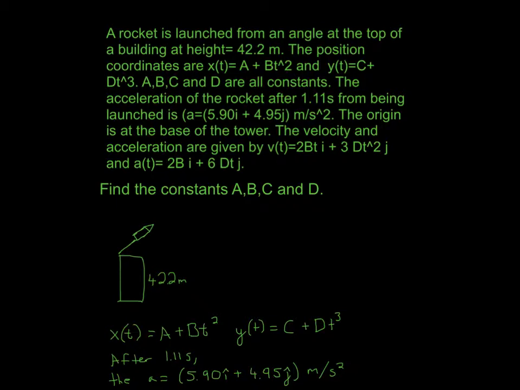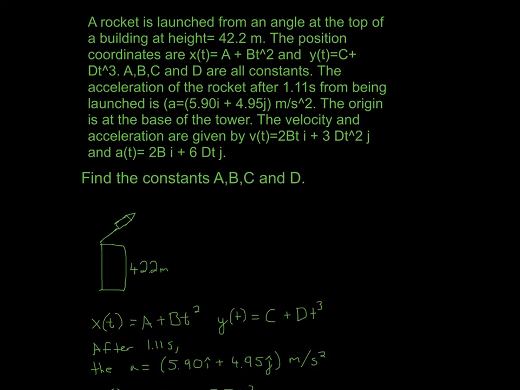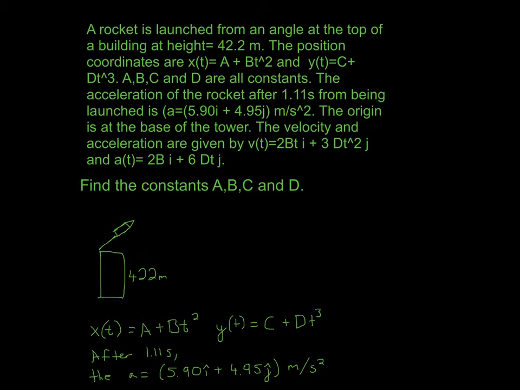Now I just rewrote everything they gave me, all the information. They gave us this formula for x, which means it's the x-axis. Since this is the position time graph, this will be where the rocket is on the x-axis, and this is the y-axis position of where it is. And these are the velocity of where it is after a certain time, and what is the acceleration at that time?